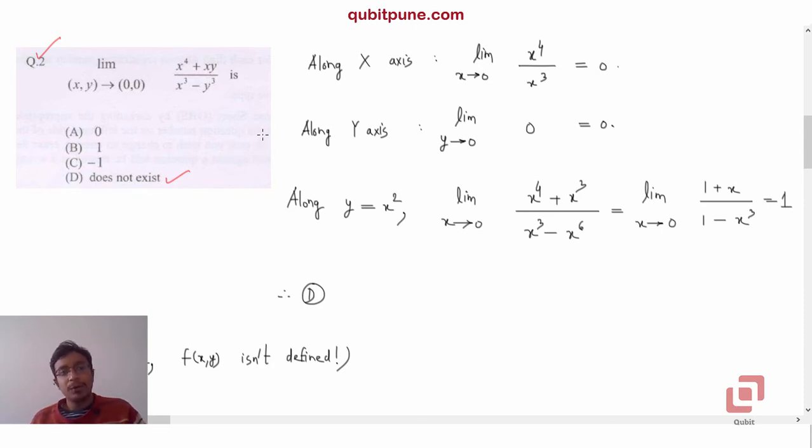Okay, so what I'm going to do is I'm going to choose 2 or 3 convenient paths and check whether I'm getting different answers or whether I'm getting the same answer. So let's choose the x-axis whose equation is y equal to 0, and if we do that, then in the numerator we will have x raised to 4, and in the denominator we will just have x cubed. So effectively it is limit of x as x tends to 0, which is 0.